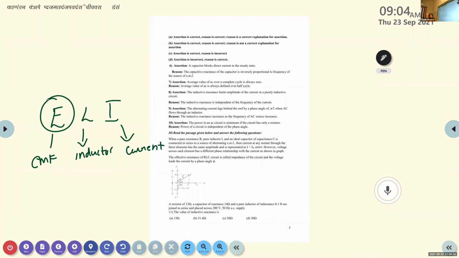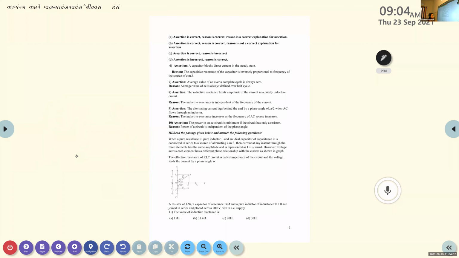Is it EMF or current? Current lags. So just to compare this with our assertion, the alternating current lags behind the EMF by a phase angle of pi by 2. So here we can say the current lags. In the case of an inductor, current lags the EMF by a phase angle of pi by 2. Pi by 2 means 90 degrees. So here the assertion is correct.